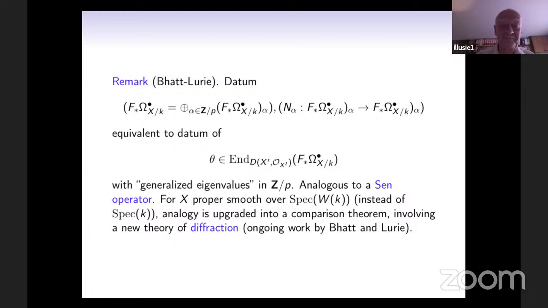So Bhatt and Lurie went much further and observed that it's analogous to a Sen operator. So if instead you start with some X proper and smooth over Spec W of K instead of Spec K, then this analogy can be upgraded into a comparison theorem, which they call the diffraction. And in fact, this operator can be defined as a certain derivation of the certain complex calculating prismatic cohomology over W.